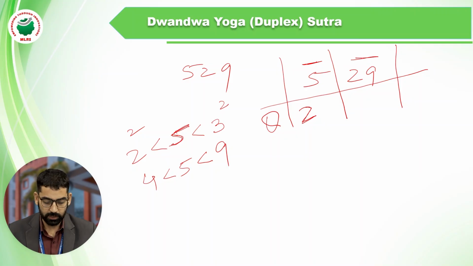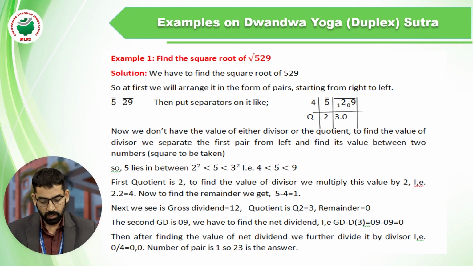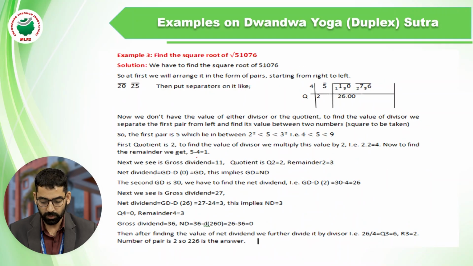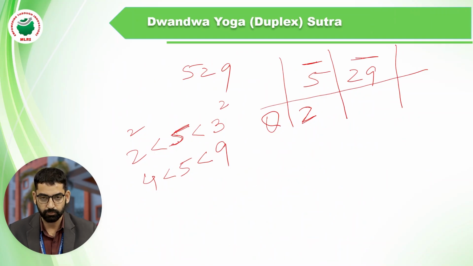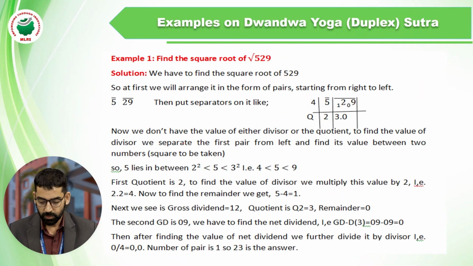Now we are looking for the divisor. If you can see from our example, we don't have the value of either the divisor or the quotient. To find the value of the divisor, we separate the first pair from the left and find its value between two numbers whose squares are to be taken. So 5 lies in between 2 square, that is 4, and 3 square, that is 9. So the first quotient, as given here, is 2, the number less than 5 whose square is to be taken. Now the second thing is, we have to find the value of the divisor.